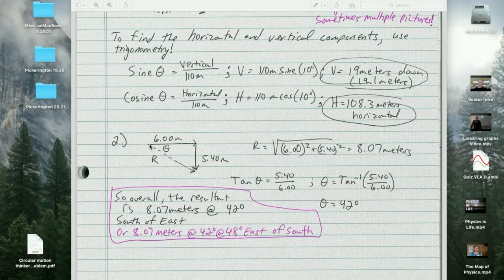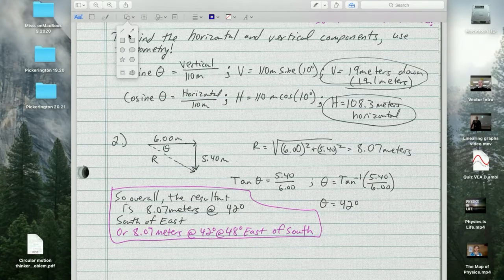If you had drawn this differently, where you had drawn the arrow down before you drew it over to the right, you'd be finding this angle in here. Using inverse tangent, that would be 48 degrees east of south. So that's the key with that.